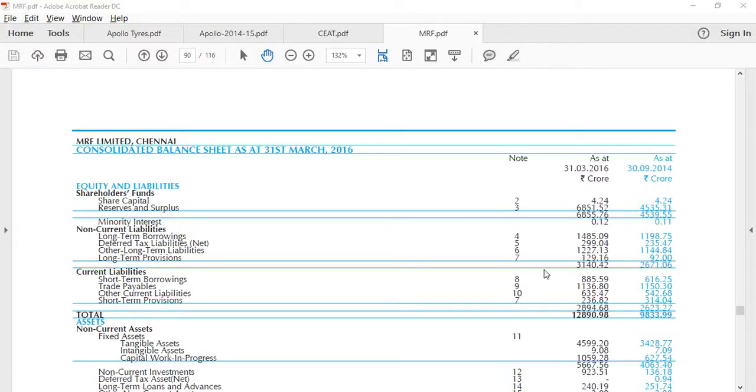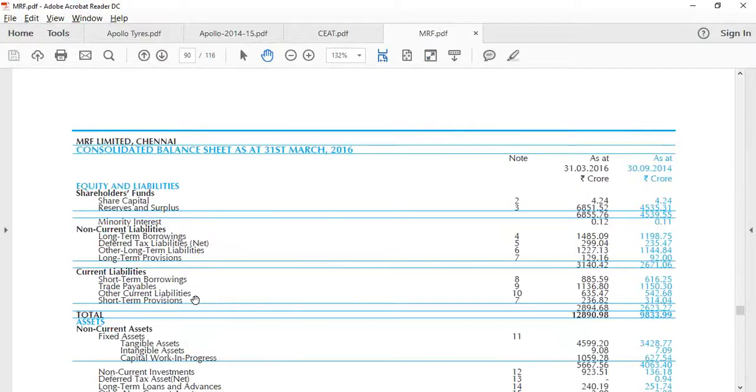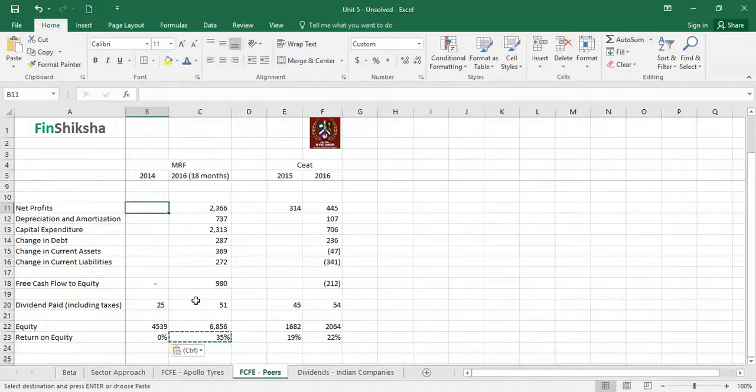That's 4539. So we can put in 4539. And this will be 0 right now because we have not put in the net profit number. Let's put in the net profit number. That's 900 odd crore. 908 crore of net profit. So that was 20%. This year there has been a significantly higher number, and that's because it's an 18-month number.